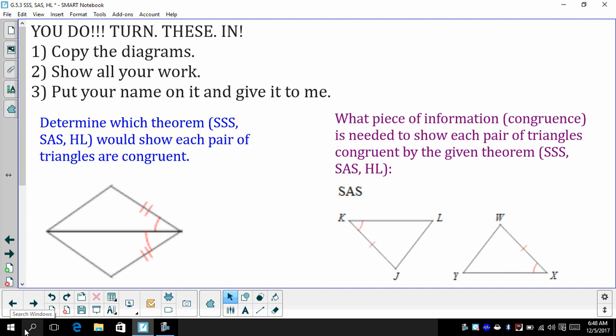So I've got two for you to do. Please make sure that you copy these pictures onto a separate sheet of paper that you can hand in to me. Put your name on top. Show me your work. So you should be marking the picture up with things that you know. In the first one, I want you to tell me which theorem proves the two triangles congruent. And in the second one, I want you to tell me which piece of missing information you would need to know to prove the triangles are congruent. And specifically in this second one, I want to know they're congruent by side angle side.